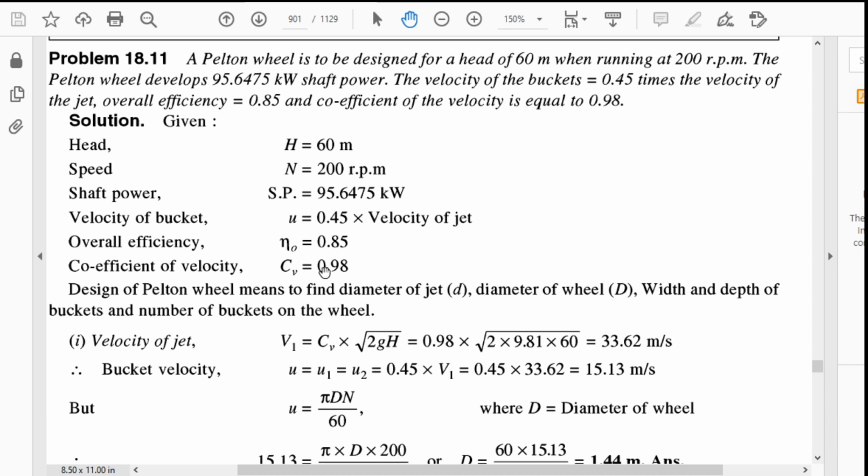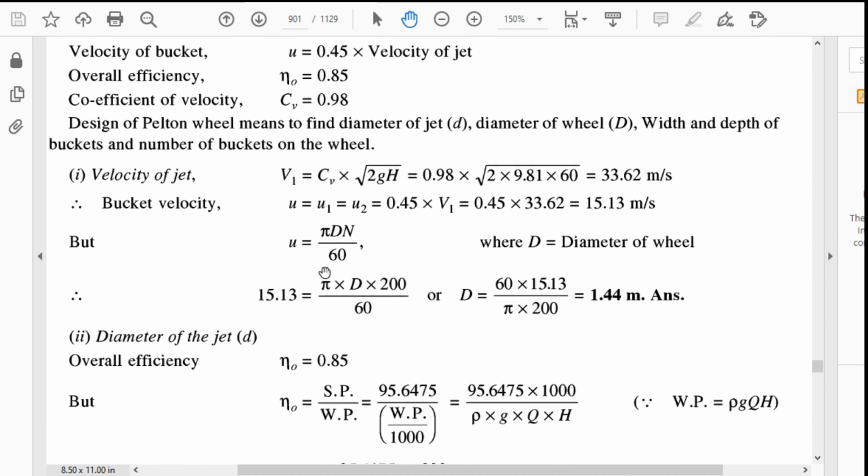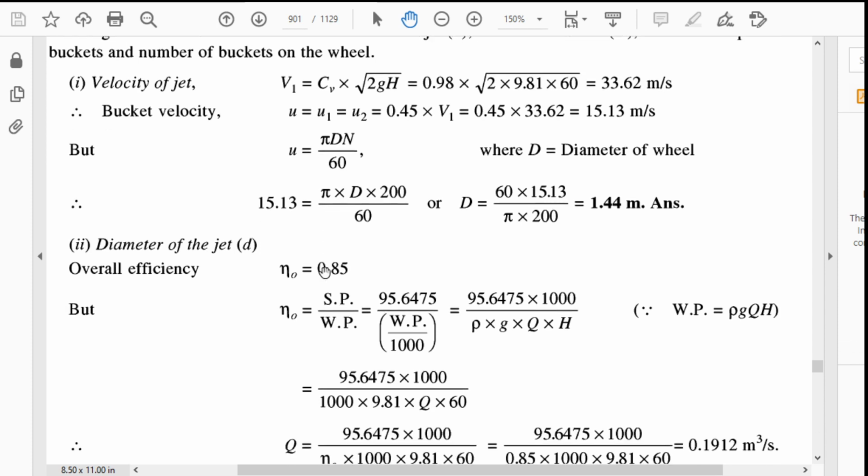Now we have to design this. Design means, as I have explained, you have to think of the diameter of jet, diameter of wheel, width and depth of buckets, and number of buckets. So first you have to find out the velocity of jet by using the formula v1 equals Cv root of 2gh. All the values are known here, Cv and h.